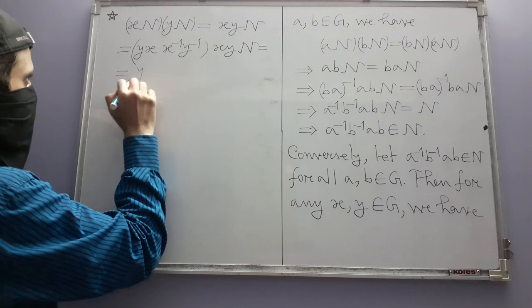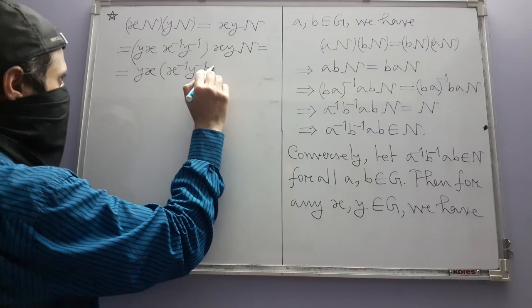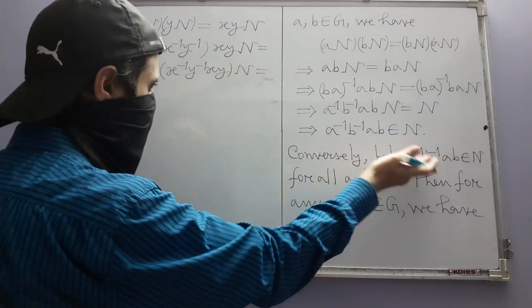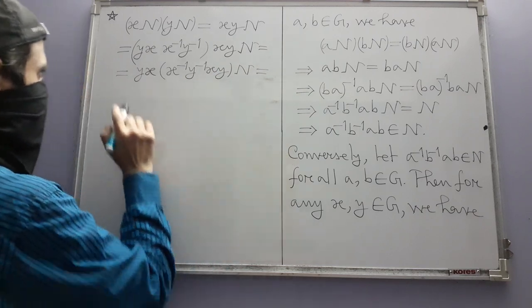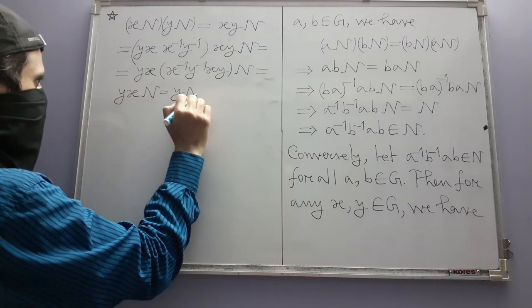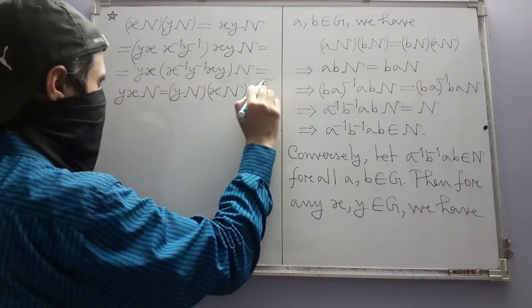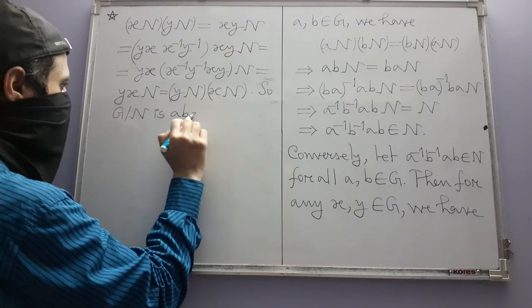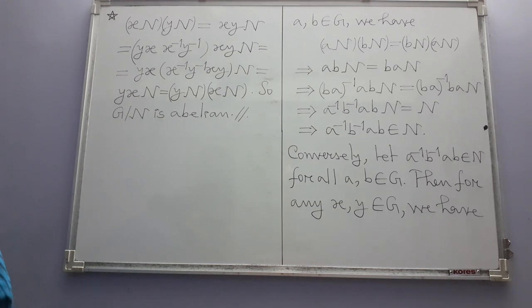But now using the associative law, you have this. But because of our hypothesis now, this belongs to N. So this coset is actually nothing but N itself. So that means we have yxN, which is yNxN. So this is Abelian. Now it's over. Let's see the next one.